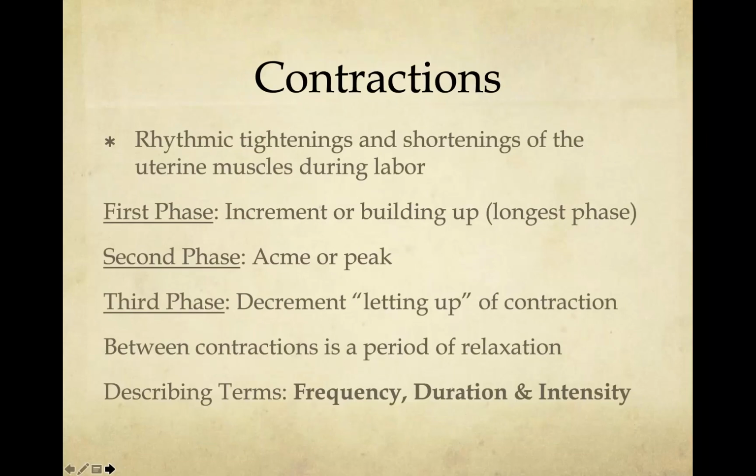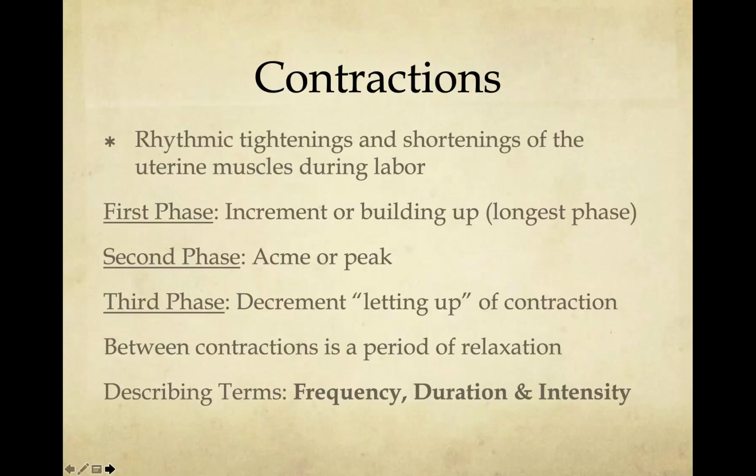Contractions have 3 phases, kind of like a roller coaster. So picture a roller coaster at Dorney Park. So it goes up, it's going up. That is your first phase, your longest phase. It's like building up. Then it comes and rests at the top, which is your second phase, your acme or your peak. And then it lets go. And that is your third phase, or your decrement.